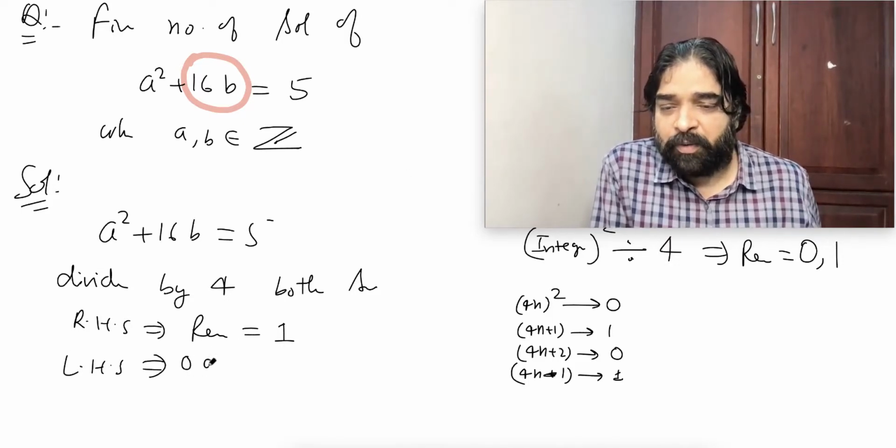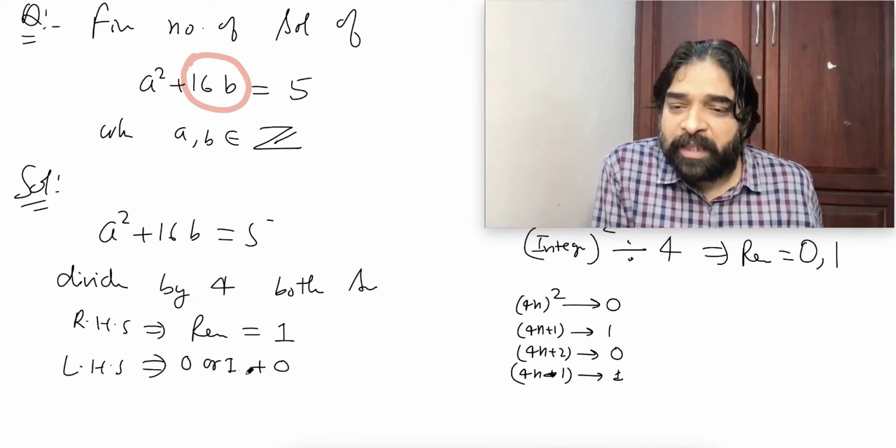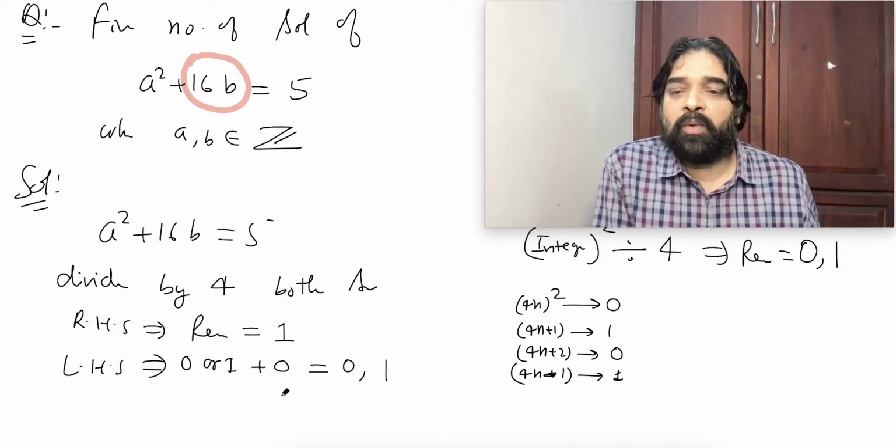Listen to me carefully. 0 or 1. Plus, this is 0. It means on the left side, the remainder will be either 0 or 1. Oh, then it can be equal. There is a chance. There is a chance. Are all of you able to understand? There is a chance.